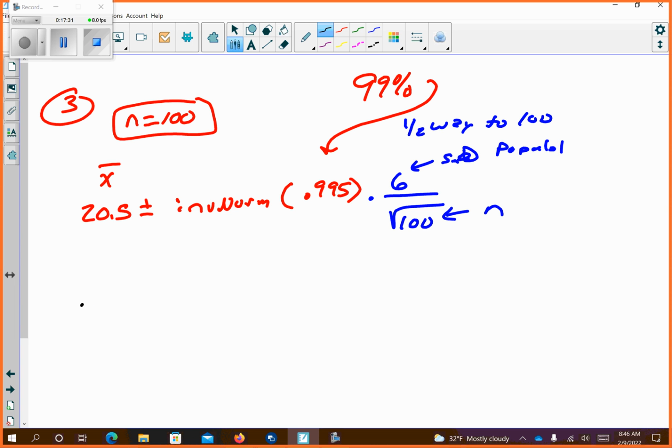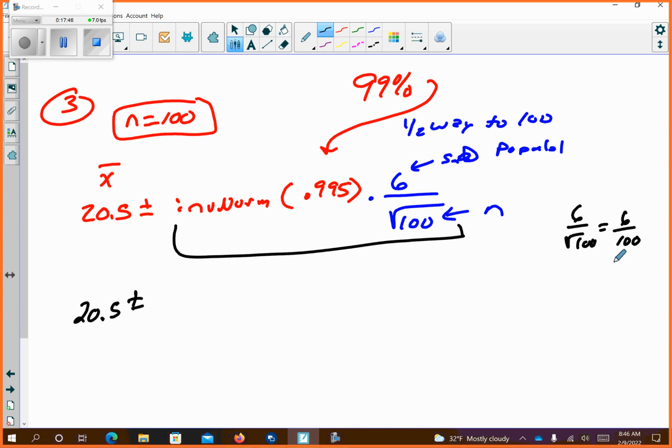So I'm going to go 20.5 plus or minus. Will someone do this math here? I'll make this math easier. 6 over square root 100 is 6 over 10, which is 0.6. So 0.6 times the inverse norm of 0.995. 1.5? Do I have a second on that verification? Sounds pretty good, right? So then our confidence interval, construct and interpret, is going to be 20.5 minus 1.5, which is 19, and 20.5 plus 1.5, which is 22.